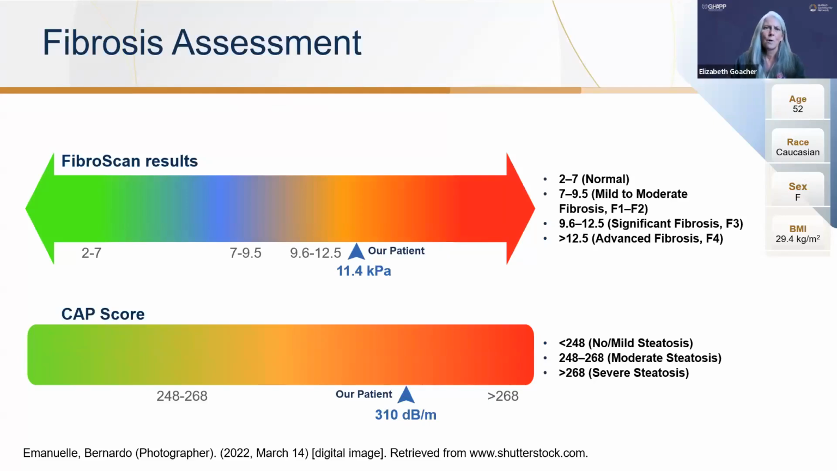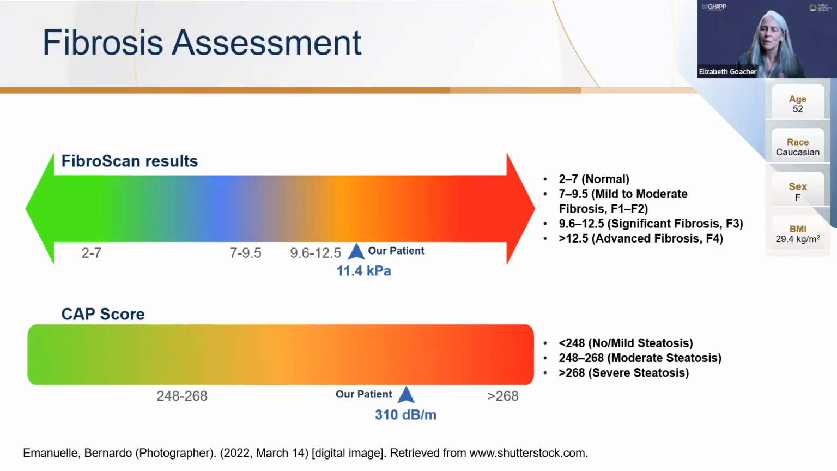We know she has MASLD. We want to know where she lives in terms of her fibrosis risk. So we get a FibroScan because we have access to that. Our patient had a score of 11.4, and that tells us anybody who's in that 9.6 to 12.5 range has a risk for having significant fibrosis. I say risk because when we look at FibroScans, we know there are some elements that can drive scores up that are not from fibrosis, but for the sake of treating patients in our clinics, we have to assume that fibrosis is what's driving her stiffness score at 11.4.